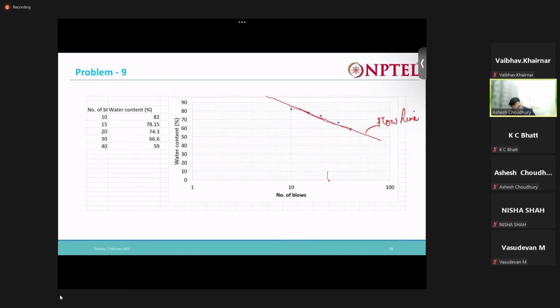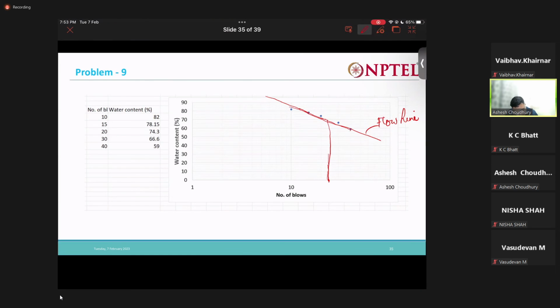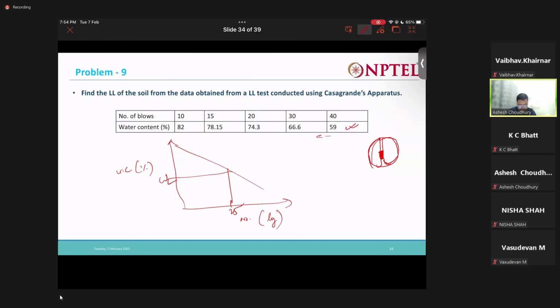So corresponding to 25, the water content we get gives us our liquid limit. In this case, the liquid limit will be close to about 70%. You can draw this on semi-log paper as homework, and see whether it really comes out close to 70% or not.